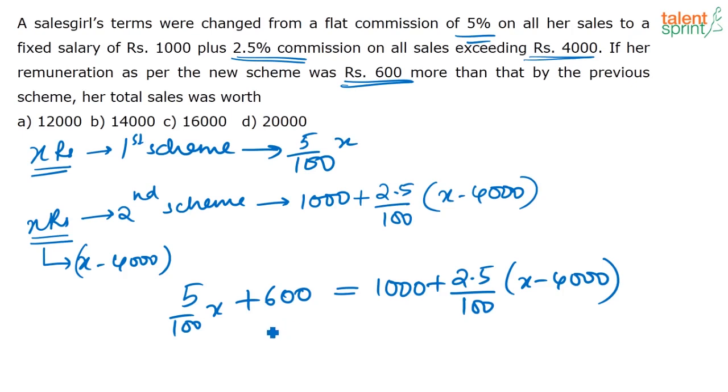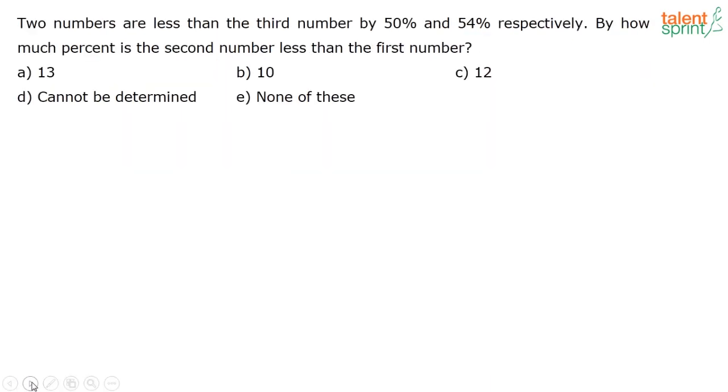When you find the value of x, what do you get? You should get x is equal to 12,000. Just check, x should be equal to 12,000. Yeah. So, let's move on to the next question.